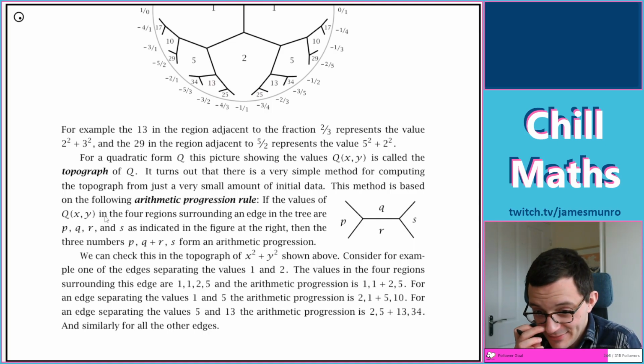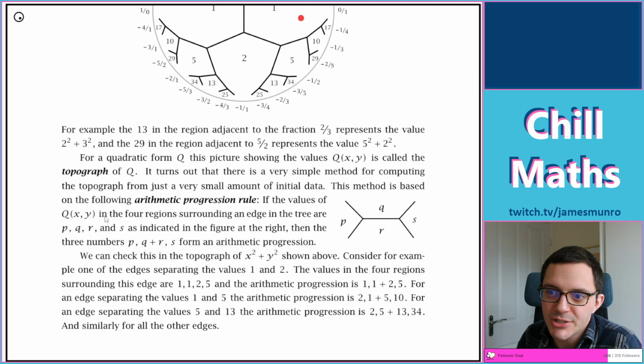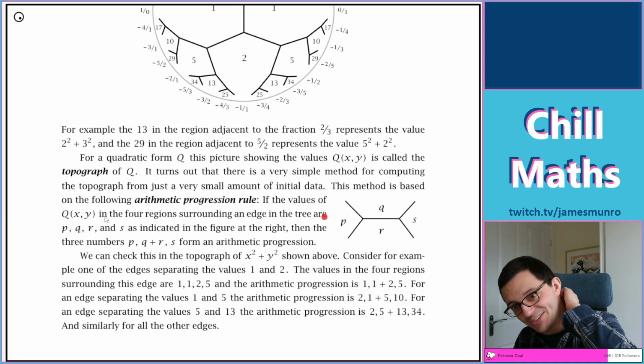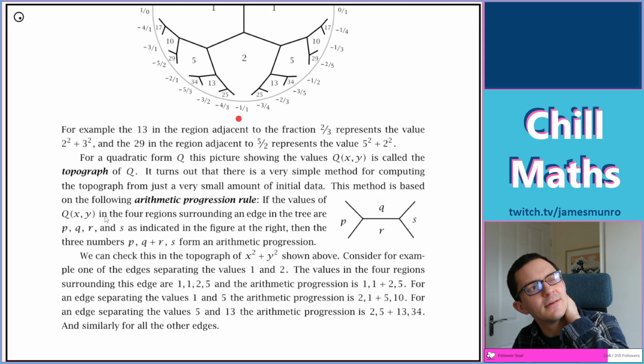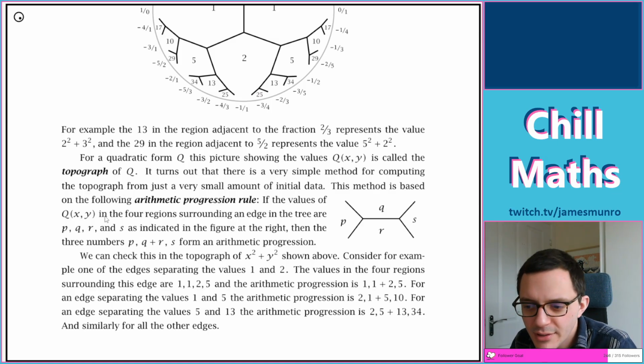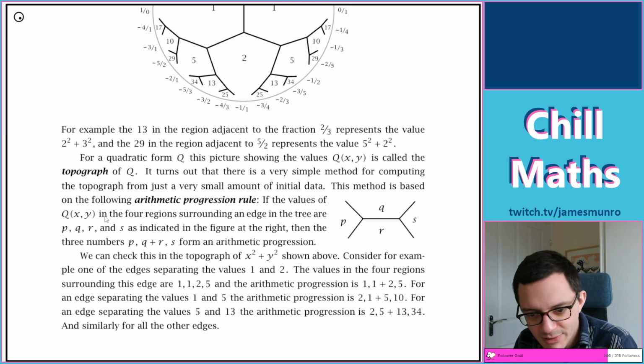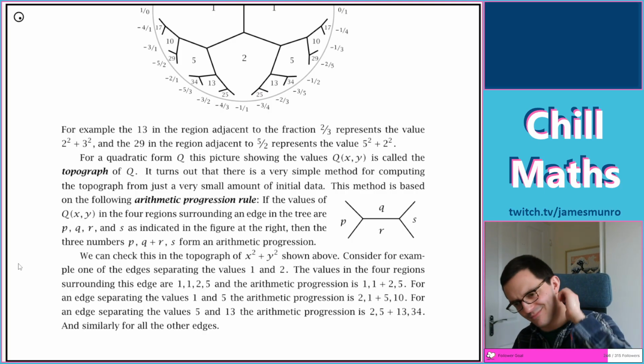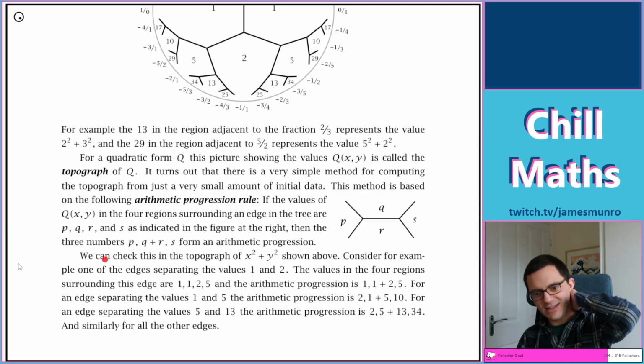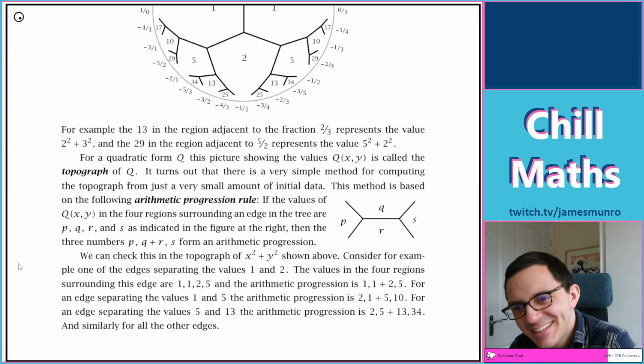If the values of Q in the four regions surrounding an edge in the tree, so you're going to start with the values 1, 0, and 0, 1, which is like A and B for your quadratic form, and these minus ones down here are going to be A plus B. P, Q, R, and S is indicated in the figure on the right. So Q and R sharing an edge. Everything's got degree 3, so it has to be like this. Then the three numbers P, Q plus R, and S form an arithmetic progression. Brilliant.